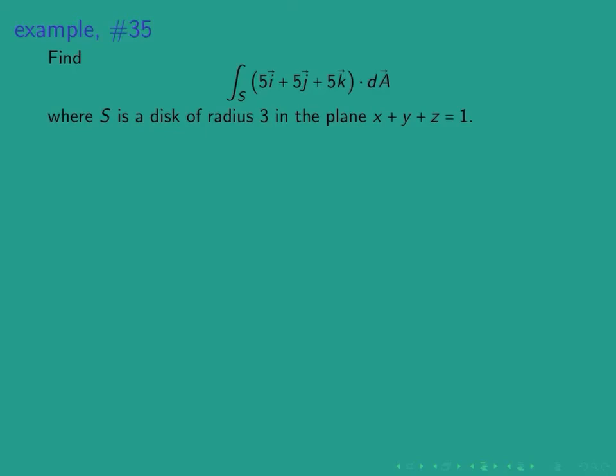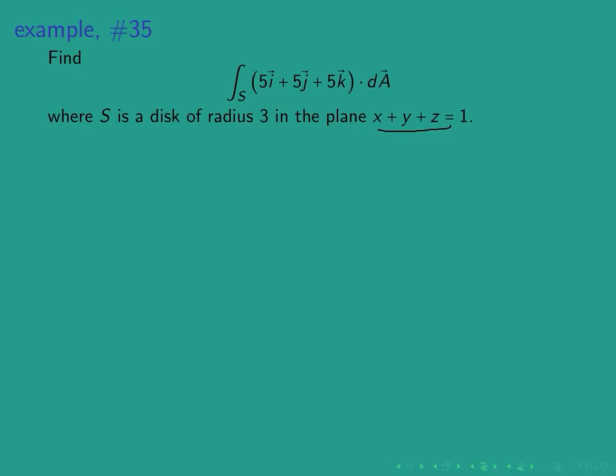Okay, one more example, which initially looks a little strange, but turns out to be pretty easy. We're going to find the flux integral of this vector field, 5i plus 5j plus 5k, through a disk of radius 3, and this disk is in the plane x plus y plus z equals 1. Notice that it doesn't even tell me where this disk is in the plane, but it turns out that it doesn't matter.